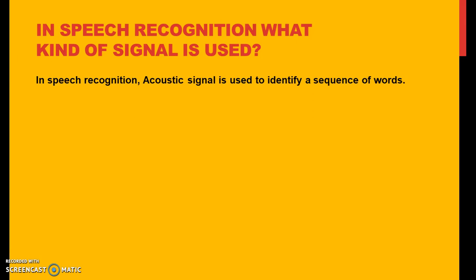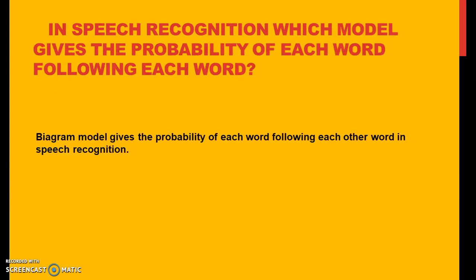In speech recognition, what kind of signal is used? In speech recognition, acoustic signals are used to identify a sequence of words. In speech recognition, which model gives the probability of each word following each word? The bigram model gives the probability of each word following each other word in speech recognition.